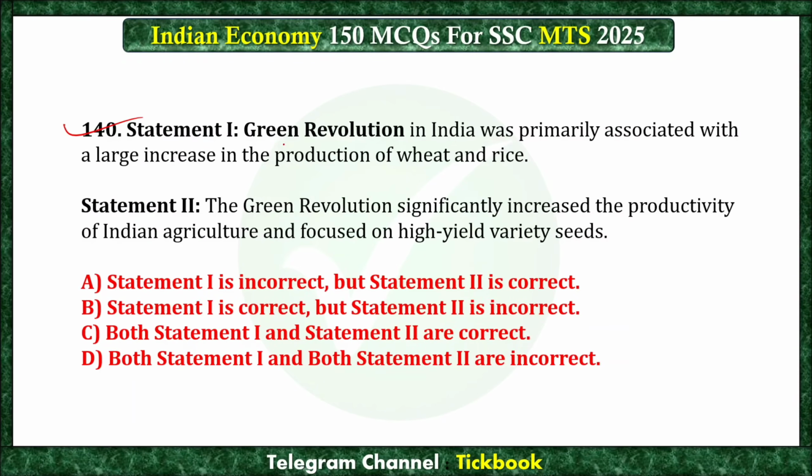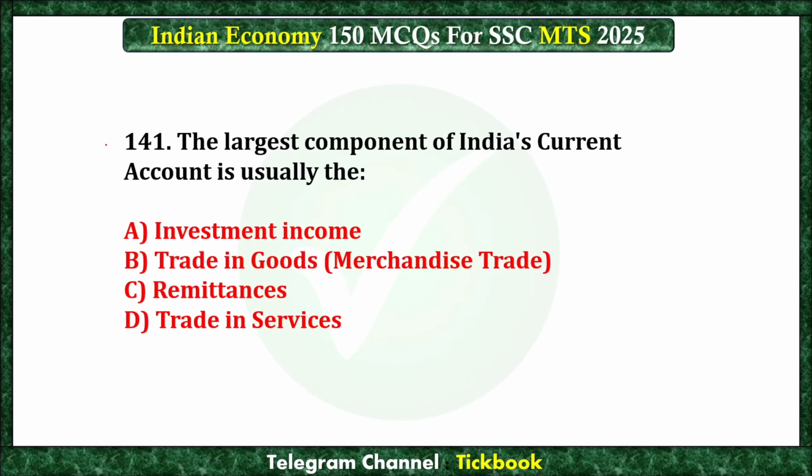And 140, statement 1, the green revolution in India was primarily associated with the large increase in the production of wheat or rice. Statement 2, the green revolution significantly increased the productivity of Indian agriculture and focused on high yield variety seeds. Option number C, both statement 1 and 2 are correct. And 141, the largest component of India's current account is usually the option number B, trade in goods.